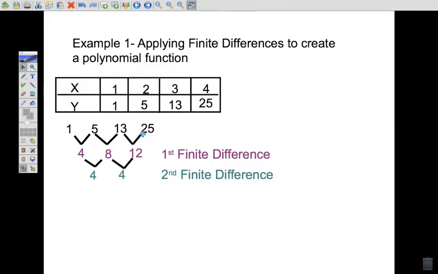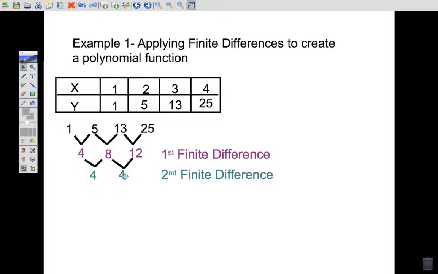And we're subtracting, just like the word difference implies. I'm going to take 25 minus 13, that gives me 12. Take 13 minus 5, gives me 8. Take 5 minus 1, that gives me 4. All 3 of these numbers here in purple are different numbers. You will need to go through the finite difference process one more time. What's 12 minus 8? 4. What's 8 minus 4? 4.